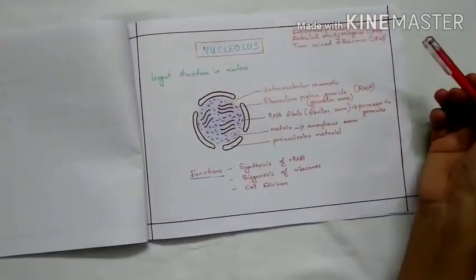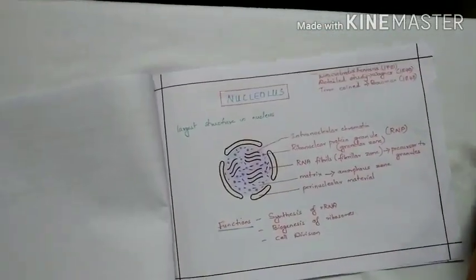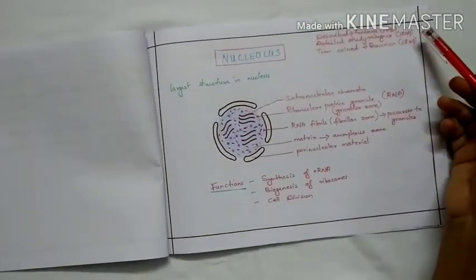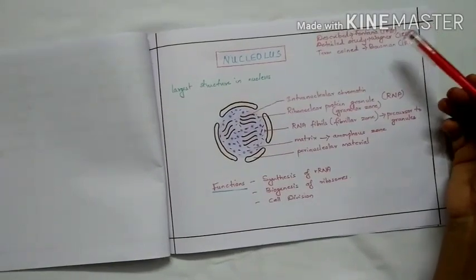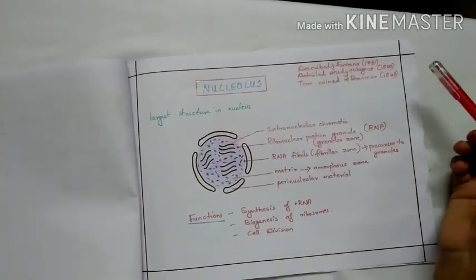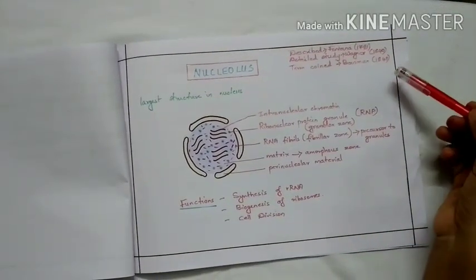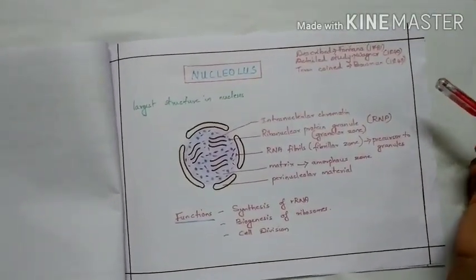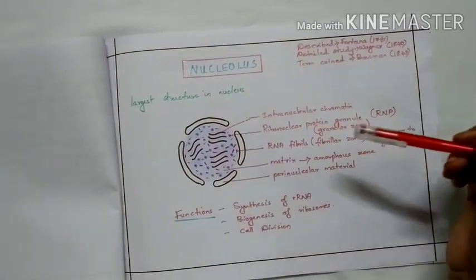The nucleolus is one of the biggest structures inside the nucleus. It was described by Fontana in 1781, and a detailed study of the same was done by Wagner in 1840. The term nucleolus was coined by Bowman in 1848. The structure of the nucleolus is like this.